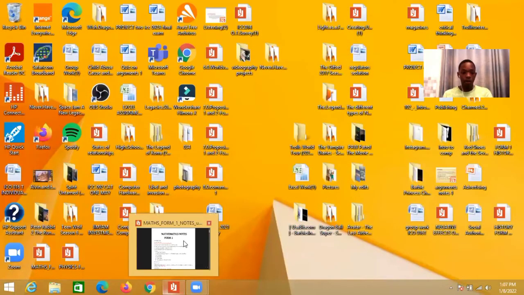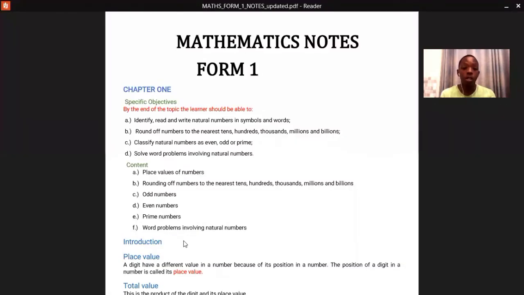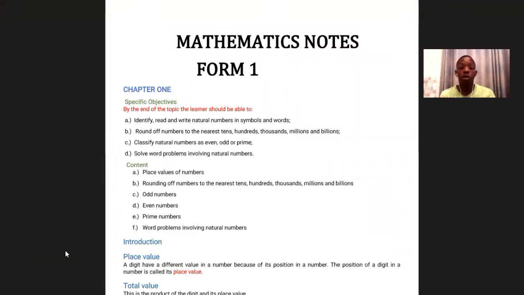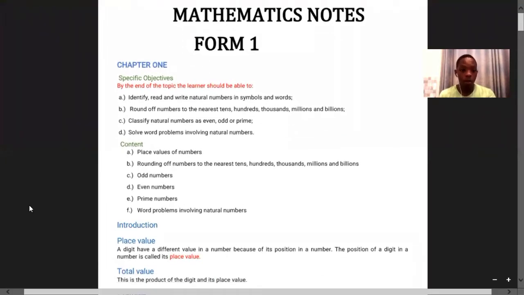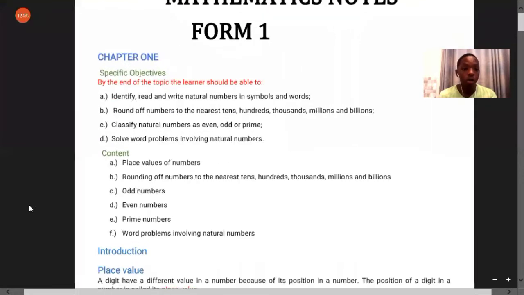Good morning, everybody. Welcome to today's class, and we'll be focusing on mathematics form one. We'll start with chapter one, just a basic run through before we continue.